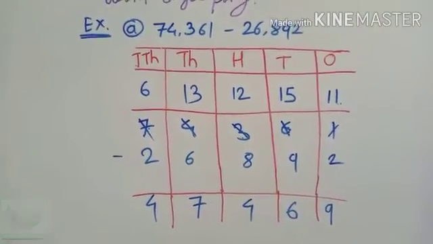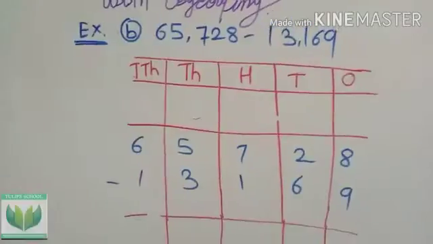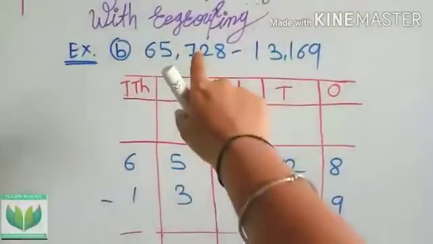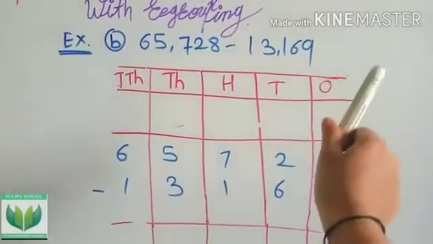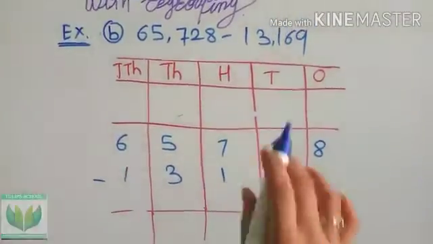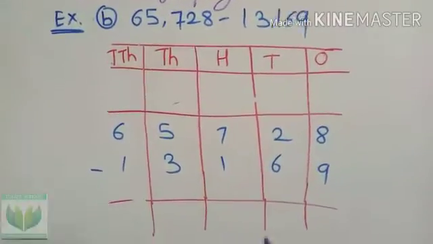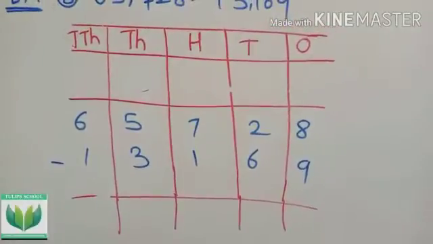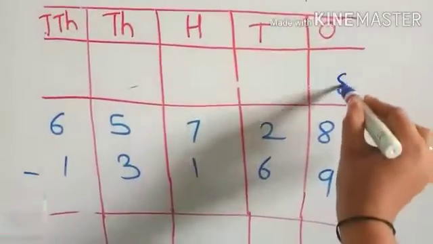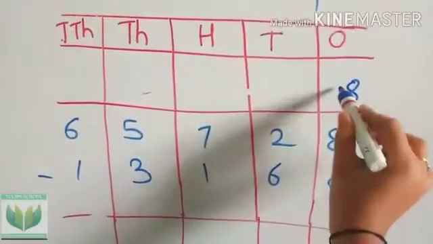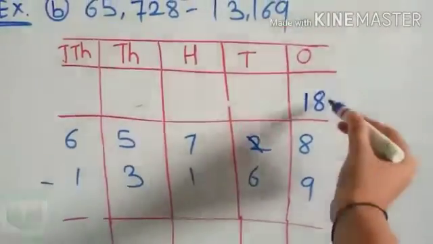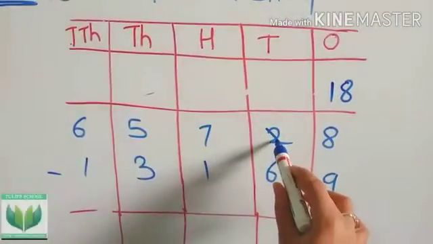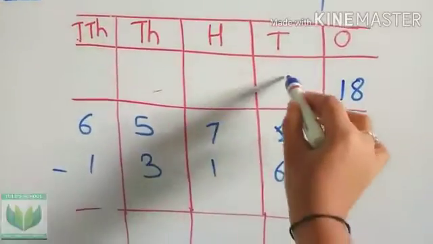Okay, now let's see the second example. I wrote B: 65,728 minus 13,169. We have to do subtraction with regrouping. Now 8 minus 9, is it possible? No. This 8 we write upside, and we take 1 from 2. Now here we write 1 in front of the 8. Now 2 minus 1, 1 remaining.